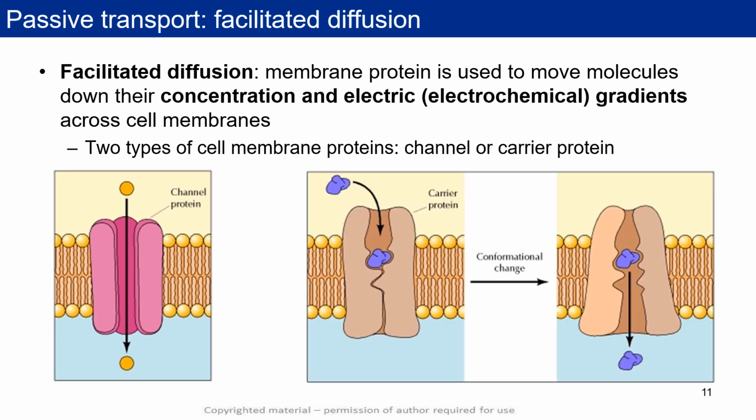A second type of protein used is called a carrier protein. In this case, the diffusing substance temporarily binds with a specific carrier protein, which causes a conformational change in that protein that moves the substance across the membrane and down its electrochemical gradient. Note that channels are always used in facilitated diffusion because channels form pores or holes in the membrane that allow particular molecules to pass through, while carriers are used in both passive and active transport processes. Carriers are usually called pumps when they are used for active transport.